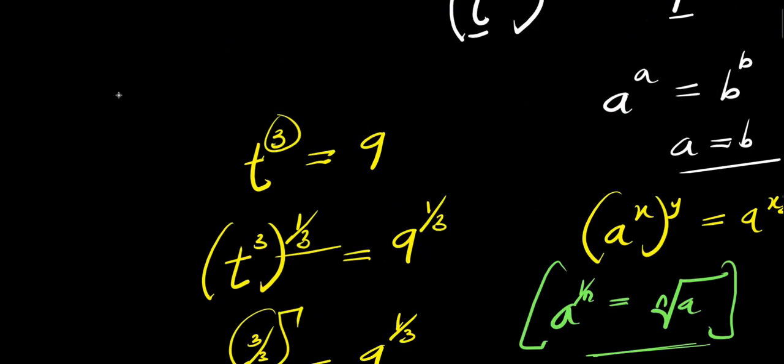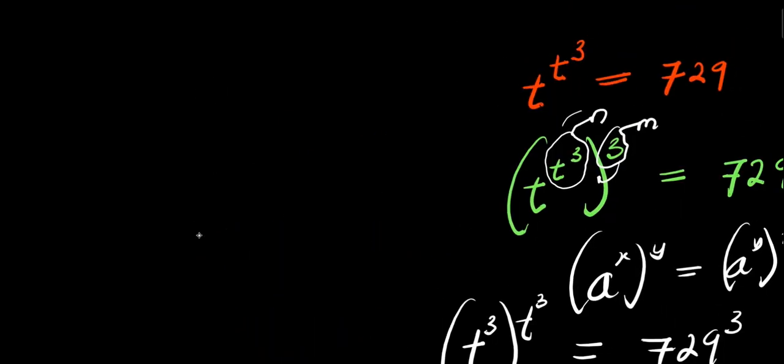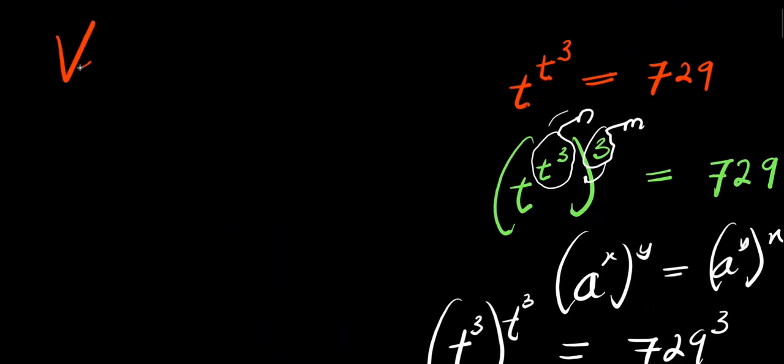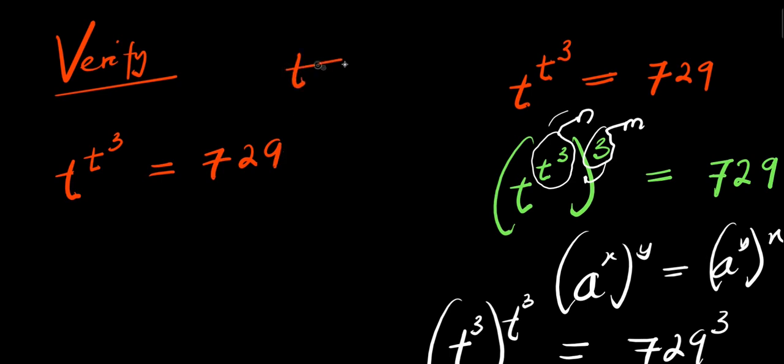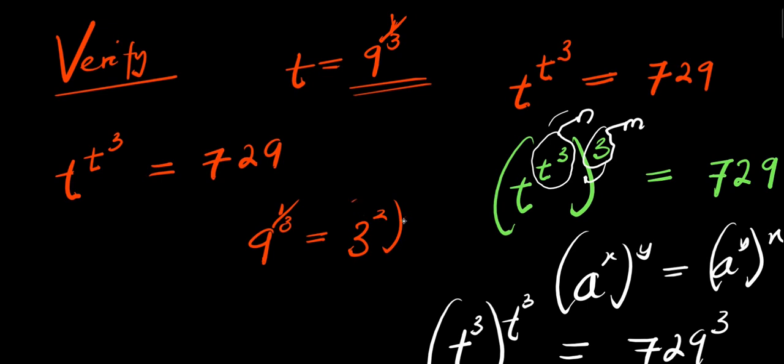And so what we are going to do is verify. If you have t power 3 equals 7 to 9, our t is 9 power 1 over 3. We can further simplify this. 9 power 1 over 3 is the same thing as having 9 as 3 squared. 3 power 2, power 1 over 3 is the same thing as 3 power 2 times 1 over 3. This is 2 over 3.